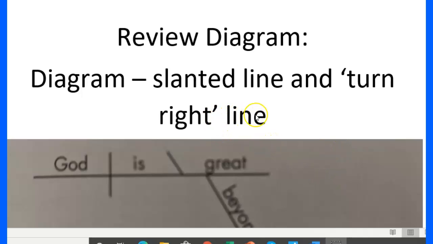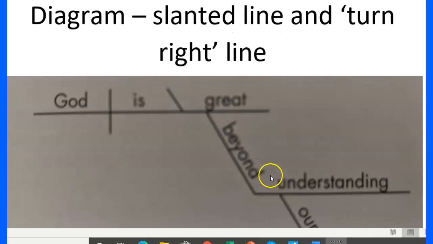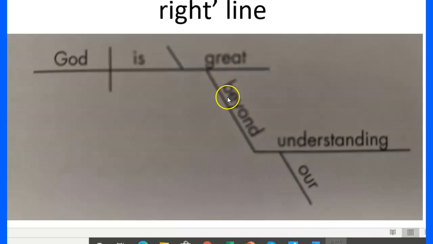It's the slanted line underneath the word it modifies, and turn right. So here is an example. God is great beyond our understanding. Here is the slanted line, turn right. Slanted line, turn right. And then our is actually another modifying word. Whose understanding? Our understanding. So it's going to go there.